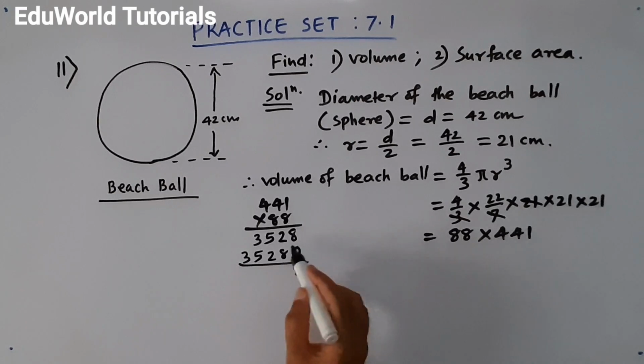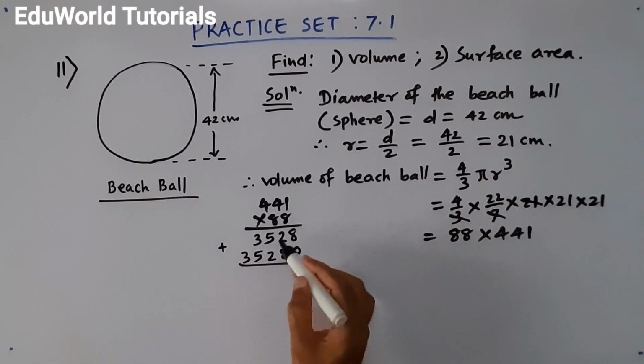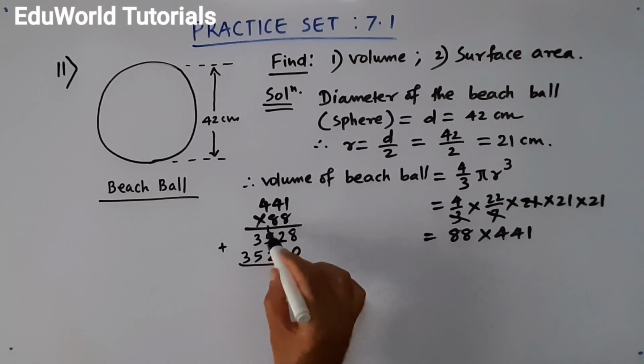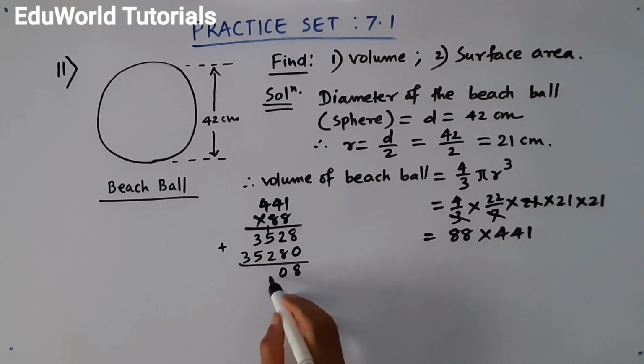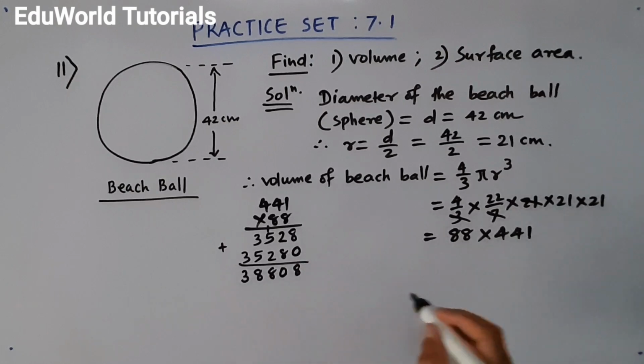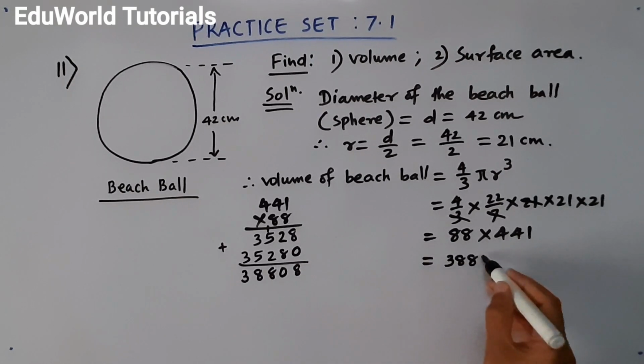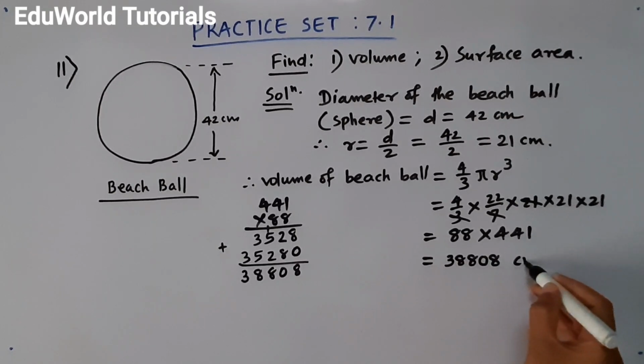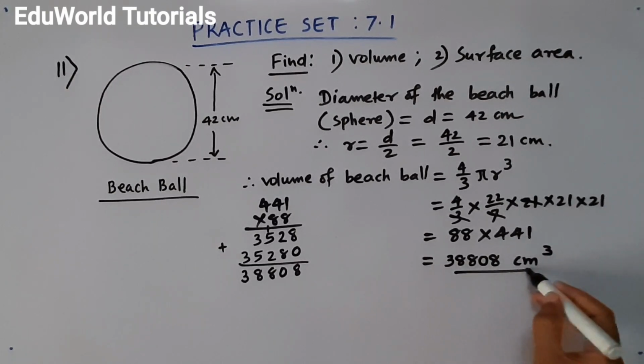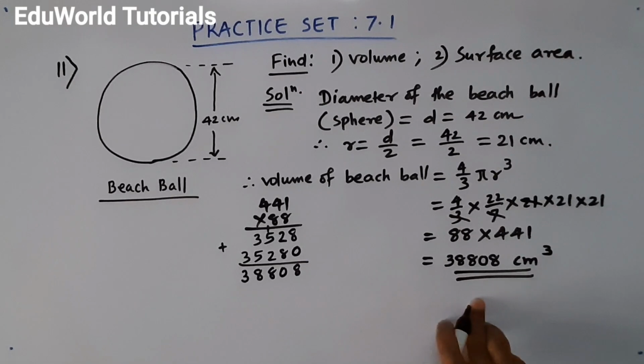8, we are adding these numbers. 8 plus 0 is 8, 8 plus 2 is 10, 5 plus 1 is 6, and 2 is 8, 3 plus 5 is 8, and this is 3. So the volume of the beach ball is 38808 centimeter cubed, because it is the volume. Understand? So finding volume is very, very simple.